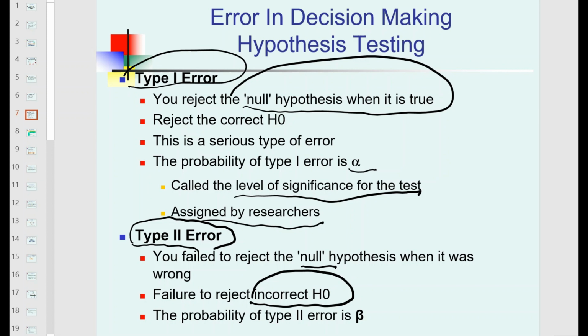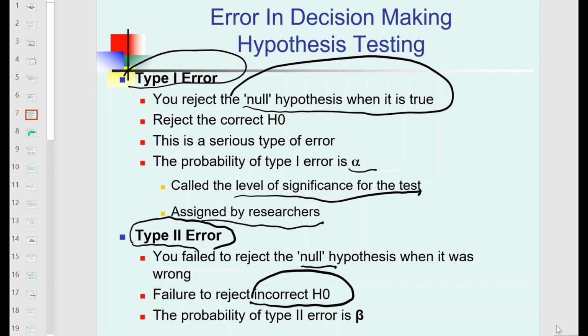You need to reject when it was wrong, but you fail to reject, which means you do not reject the null hypothesis when it was wrong. Because when it's wrong, you cannot take it. So you have to reject when it is wrong. That's why I said to you, type 1 and type 2 error are basically about H null.